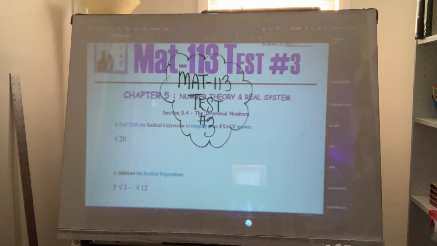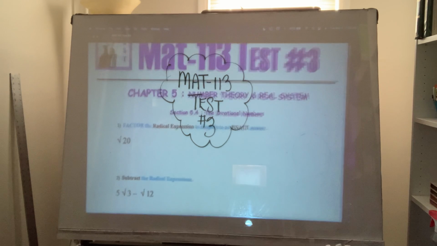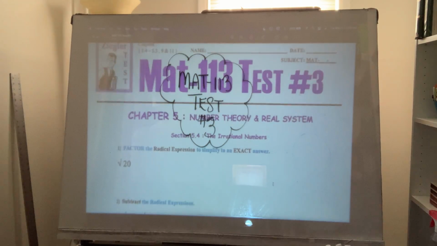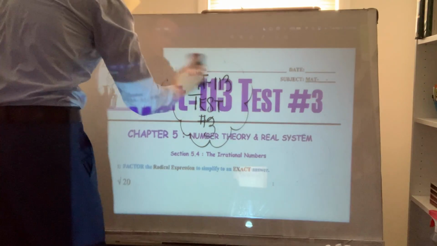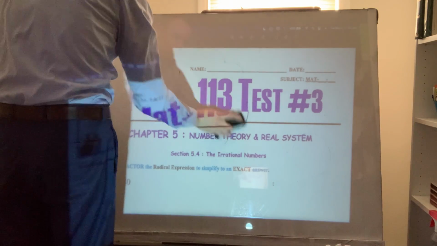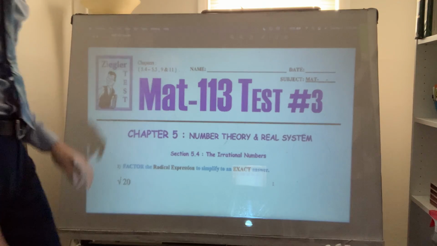Remember that this is comprised of sections 5.4, 5.5, chapter 9, and chapter 11. So the last test concluded with the sections of chapter 5 that were important, and this one begins with chapter 5, so don't be alarmed. It's 5.4 and 5.5.